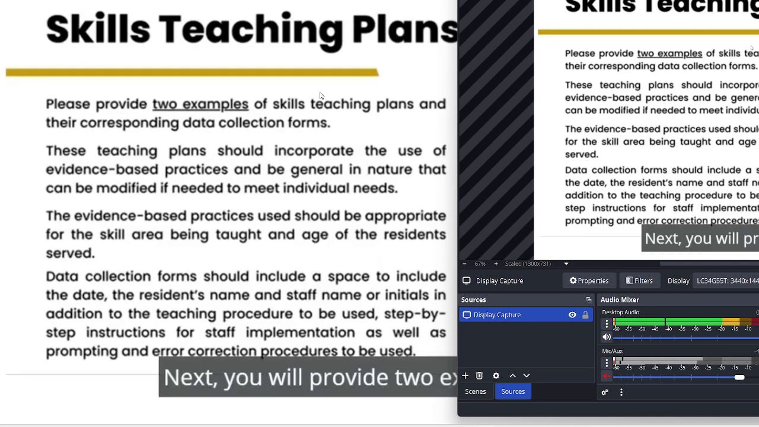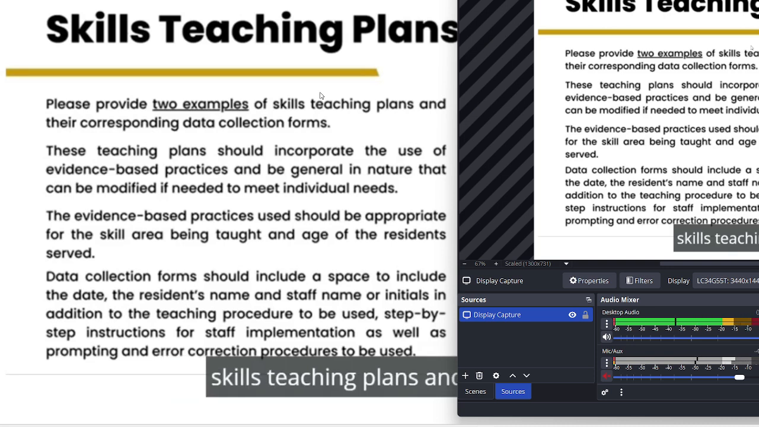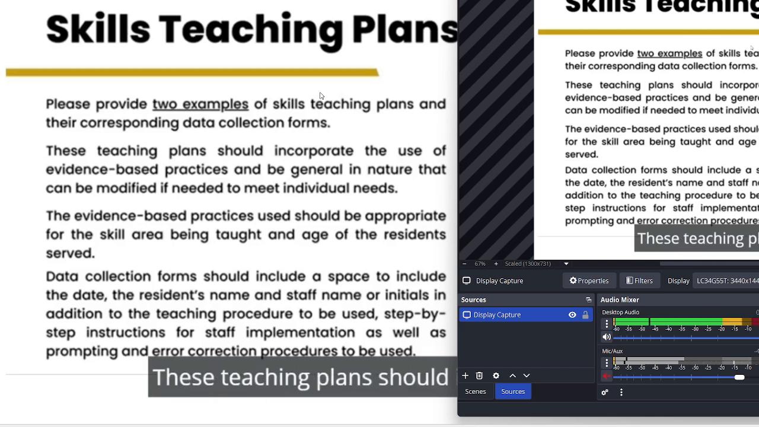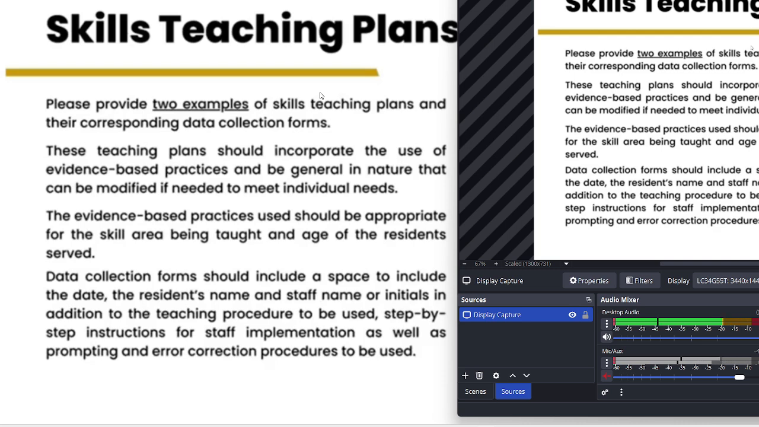Next, you will provide 2 examples of skills teaching plans and their corresponding data collection forms. These teaching plans should incorporate the use of evidence-based practices and be general in nature so that they can be modified if needed to meet individual needs. The evidence-based practices used should be appropriate for the skill area being taught and age of the residents being served.